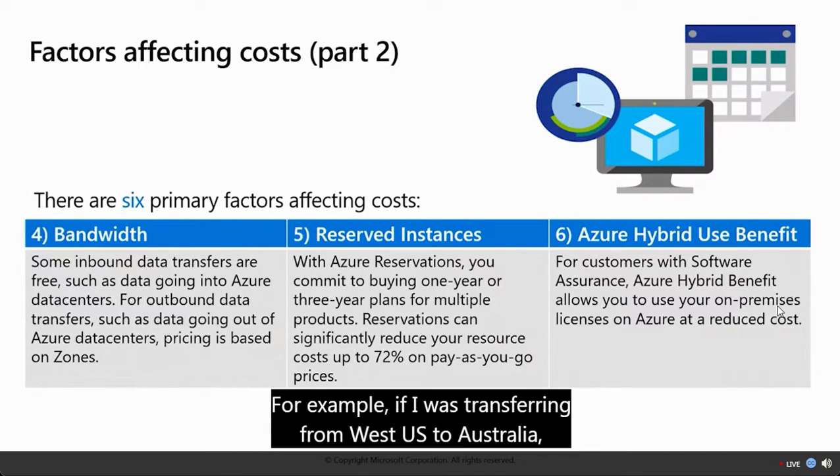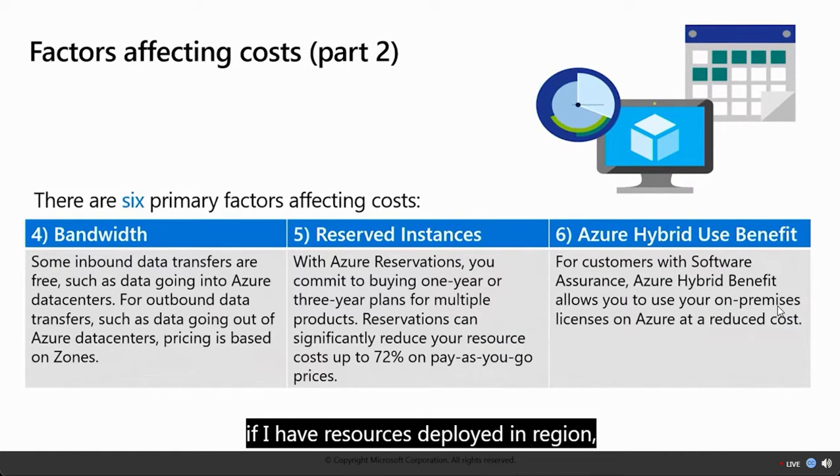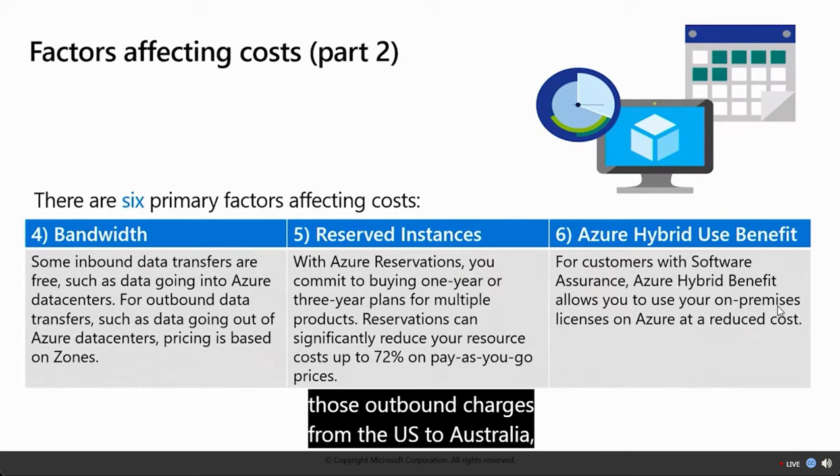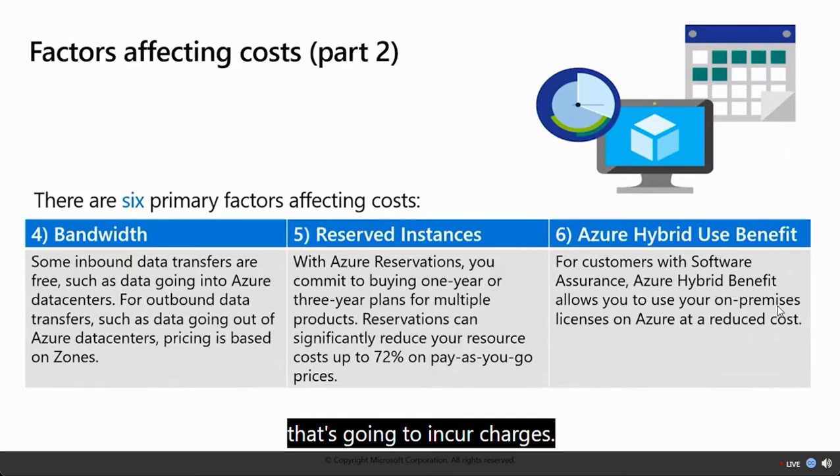Essentially, whether or not you have outbound or inbound data transfers outside of your zones, there can be additional charges. So for example, if I was transferring from West US to Australia, so if I have resources deployed in a region, those outbound charges from the US to Australia are going to incur charges.